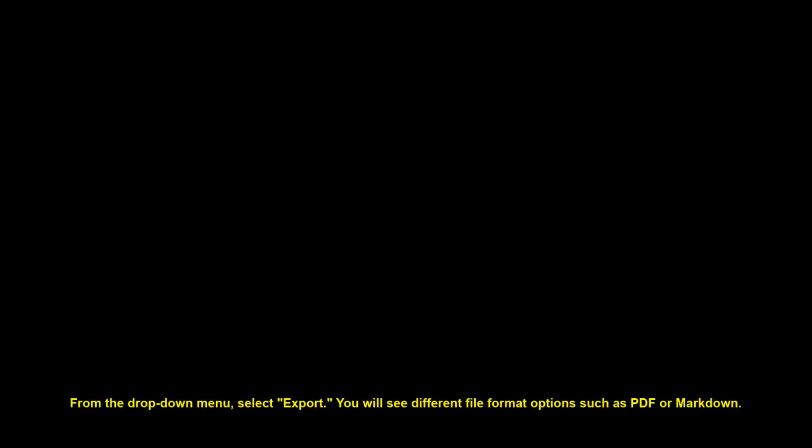From the drop-down menu, select Export. You will see different file format options such as PDF or Markdown. Choose your preferred file format and click on it to start the export process. Your document will be prepared for download.